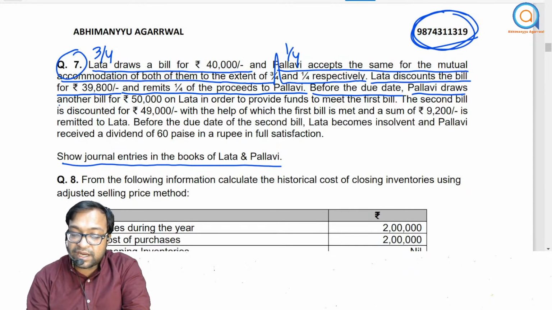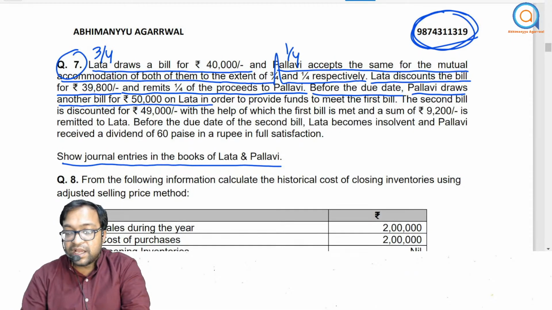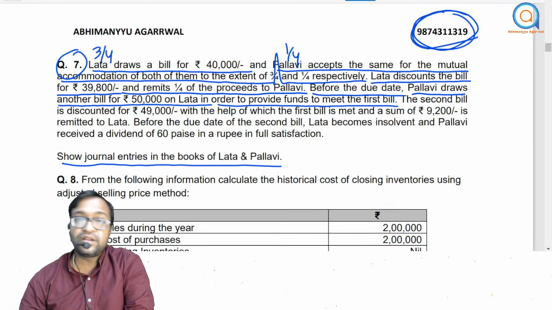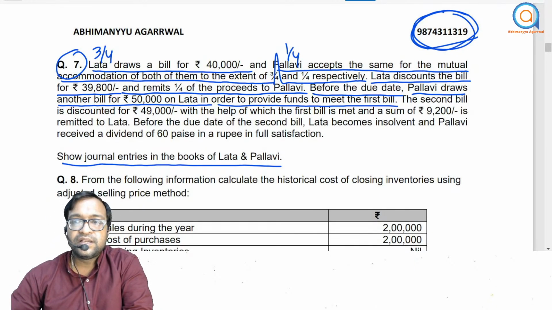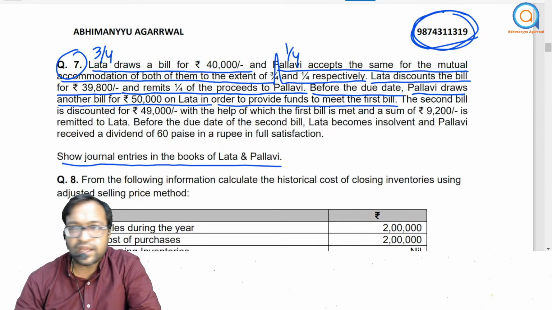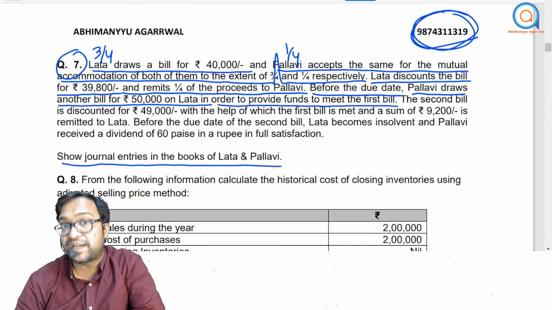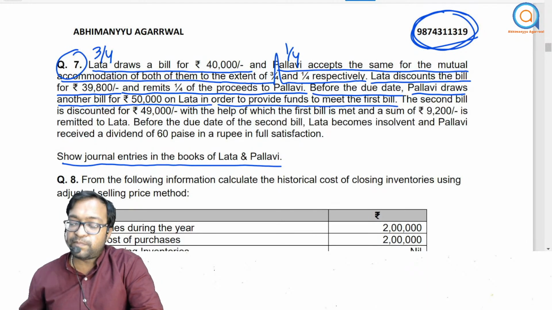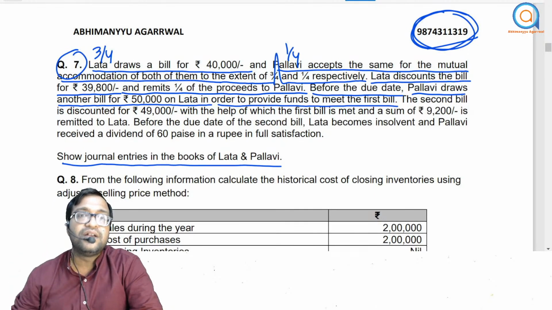Pallavi draws another bill of 50,000 on Lata in order to provide funds to meet the first bill. Now they are saying Pallavi has drawn a bill on Lata. Why? To pay the first bill. That means surely Lata has not given her share to Pallavi on the maturity date. So Lata must have told Pallavi, I cannot pay you the amount, the 3/4 of the first bill, that is 30,000 rupees. Correct na? So that's why to arrange the money, Pallavi has now drawn a bill on Lata.